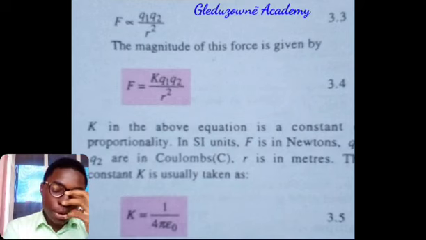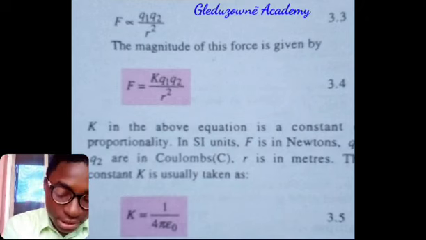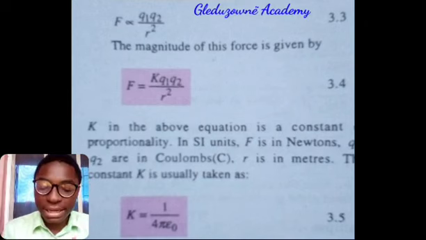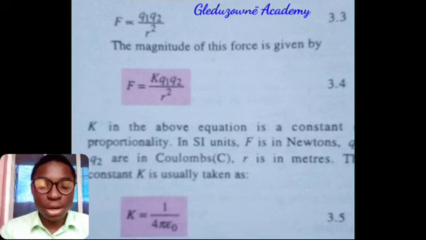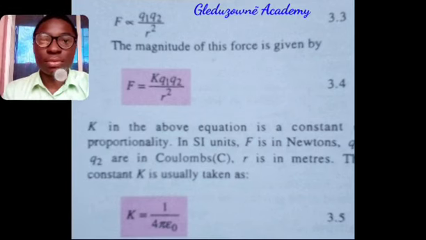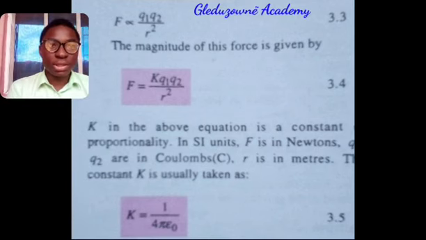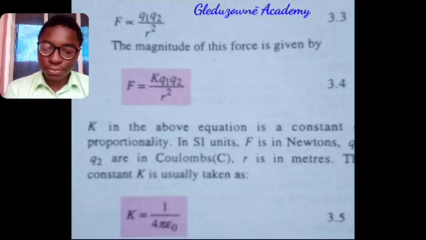So when you calculate the value of K, most of the time it amounts to approximately 9 times 10 to the power of 9 Newton meter squared per Coulomb squared. So basically that is something we need to understand about this aspect. I hope you understand the introduction to this electric field.